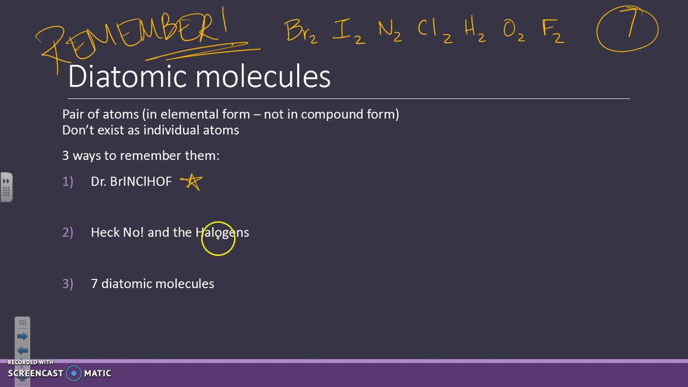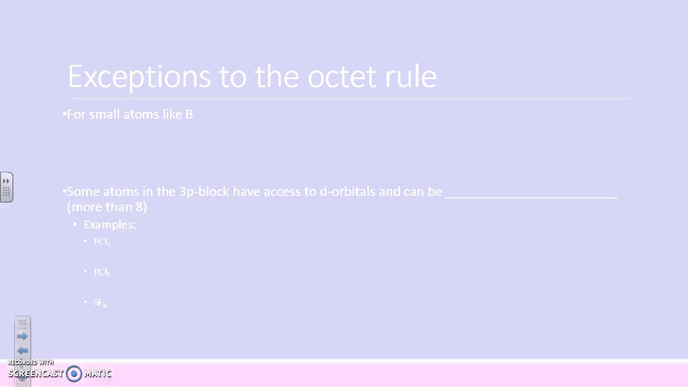You can also do Heck, No, and the halogens. Heck would be hydrogen, and No is going to be nitrogen and oxygen, and then the halogens would be chlorine, fluorine, bromine, and iodine. Okay, so Heck, No, and the halogens. And you can also say the 7 diatomic, because if you look at them on the periodic table, they actually make a 7. Okay, remember those.